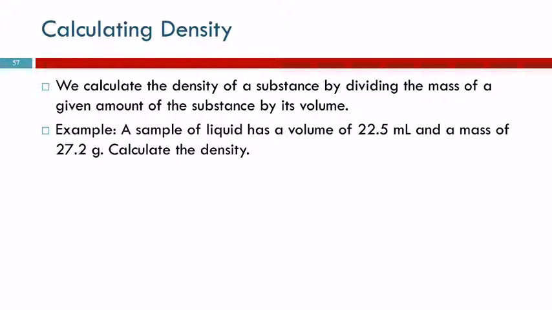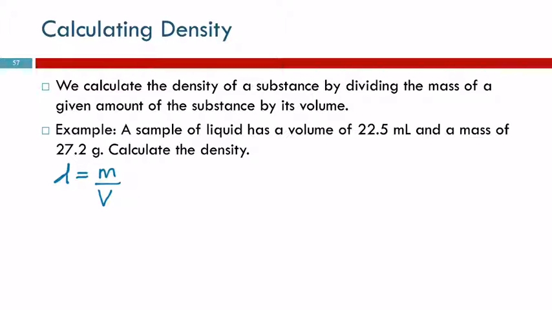So we calculate density by taking the mass and dividing by the volume. So here's an example. A sample of liquid has a volume of 22.5 milliliters and a mass of 27.2 grams. Calculate the density. Density has an equation, and so this can't be done just with dimensional analysis. We need to use that equation. So density equals mass divided by volume. And that's something you need to memorize. You need to memorize that equation. So it says calculate the density.